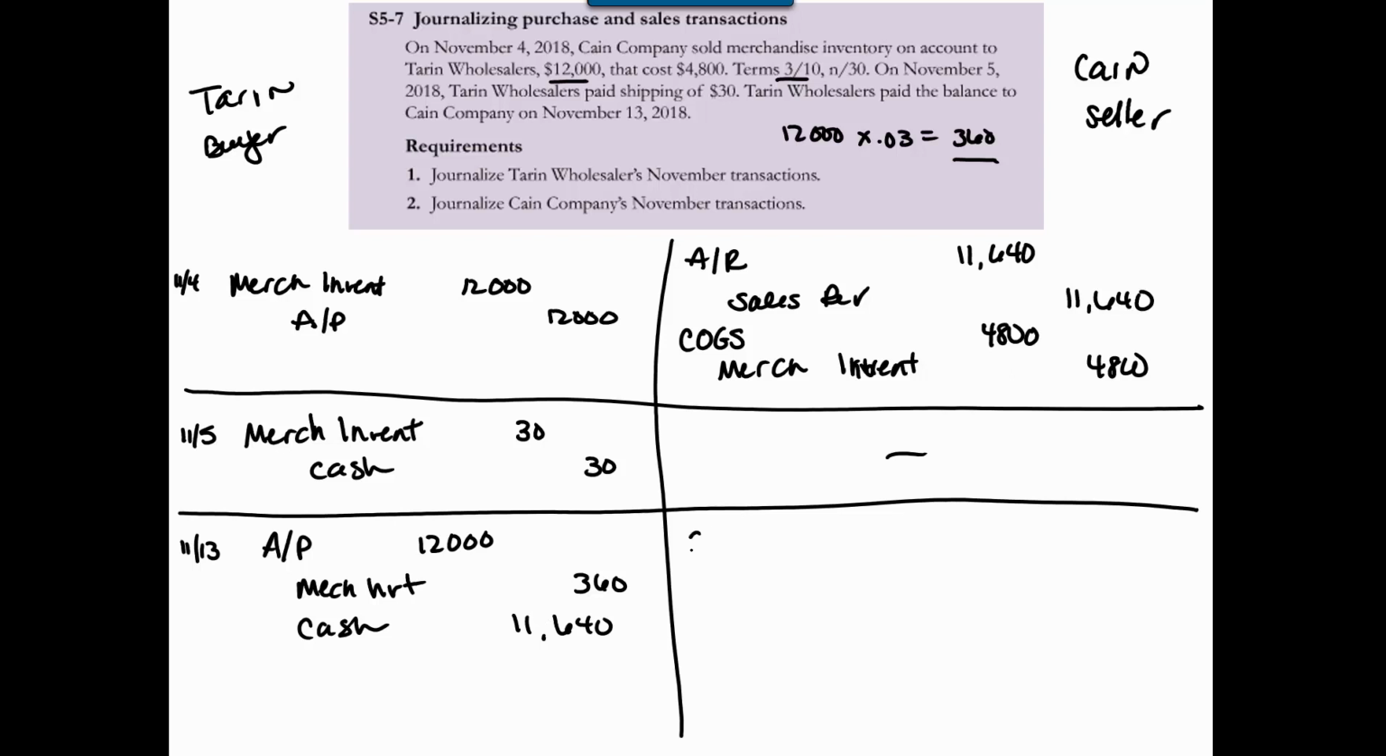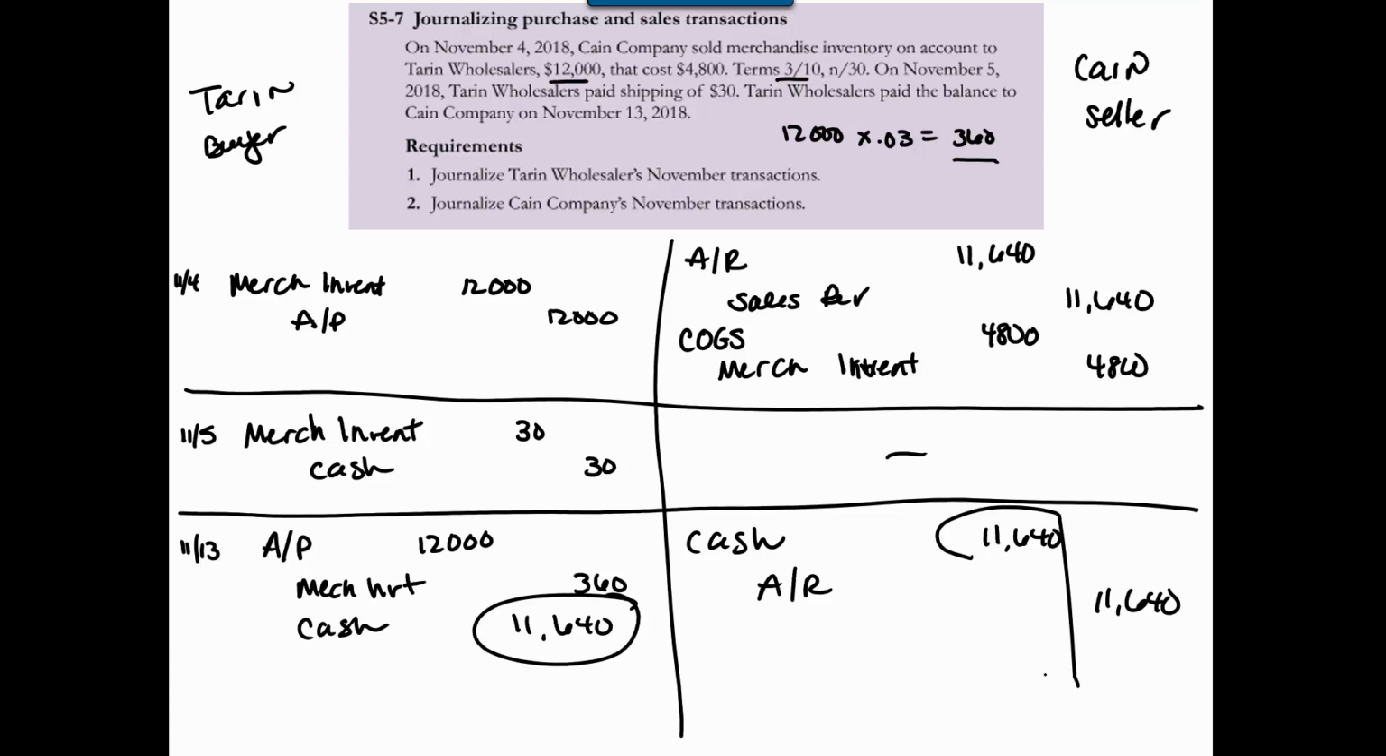So that same payment over here, they are going to debit cash, and they're going to credit accounts receivable for $11,640. And so what Taryn paid is equal to what Kane received. These two cash amounts match. And so that's some transactions from the buyer side and the seller side.